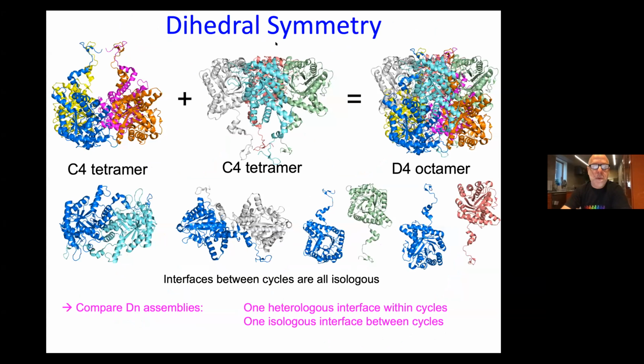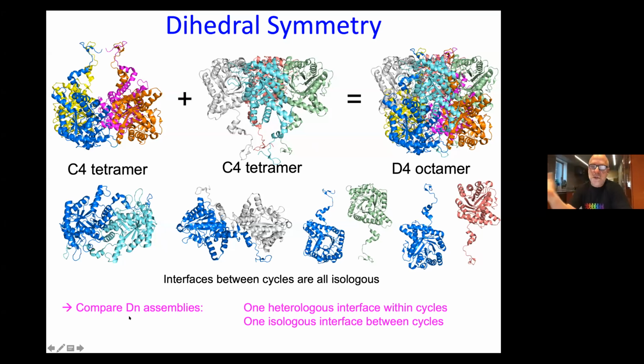Dihedral symmetry is a little bit more complicated. This is a D4 octamer of an enzyme called PBGS. It is made up of 2 cycles, a C4 cycle, again with heterologous interfaces around the circle. Put 2 of those together face to face, and you get a D4 octamer. The interfaces between the 2 cycles are all isologous. They have to be symmetric. So this blue protein has a symmetric interface with the proteins in the other cycle.